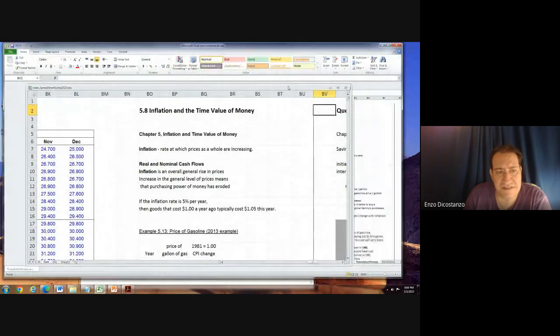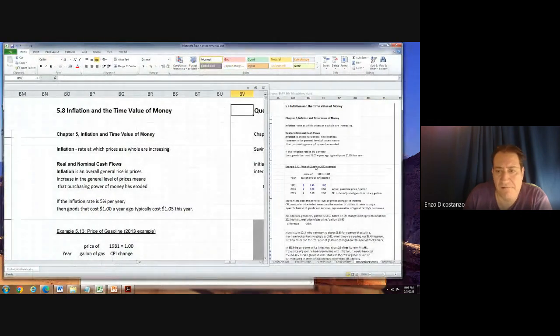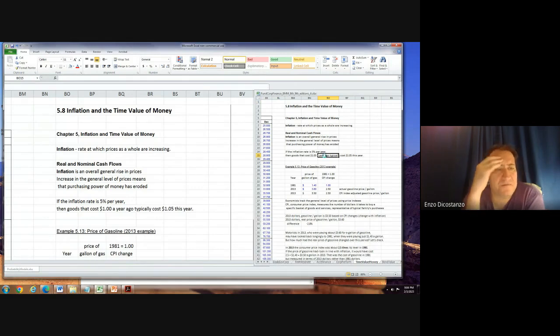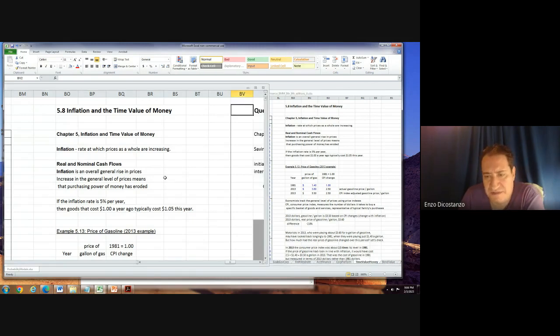examples here, some of the Excel work here on this. Okay, let's say this thing. Open this up a bit. Okay. All right. So what do we have here? What inflation is, real and nominal cash flows. It's an overall general rise in the prices. Increasing the general level of prices means the purchasing power of money is eroded. If the inflation rate is 5%, goods that cost $1 a year ago cost $1.05 today.